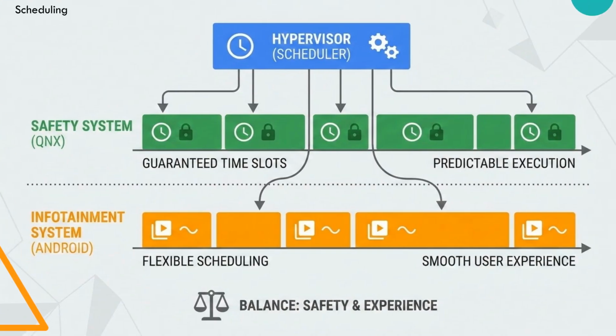The hypervisor also decides when each system runs. Safety systems, like QNX, are given guaranteed time slots, so they always execute on time. Android systems are given flexible scheduling, allowing smooth user experience without affecting safety. This balance is very important in automotive systems.